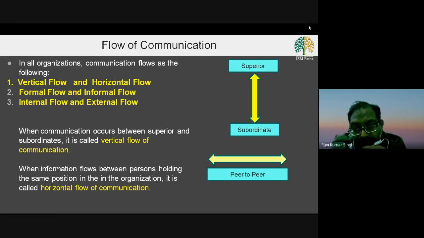One person has to pass some information because they are working in teams. The teams may be cross functional, or may be of the same department. When people are working in a team, they have to communicate with each other. That is peer to peer communication, also known as horizontal flow of communication.